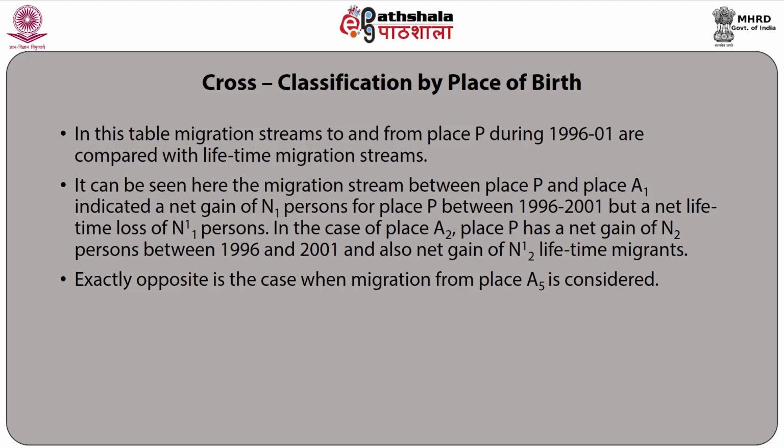In the case of place A2, place P has a net gain of N2 persons between 1996 and 2001 and also a net gain of N12 lifetime migrants. Exactly opposite is the case when migration from place A5 is considered.